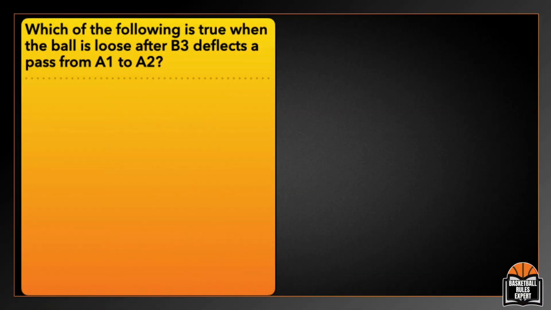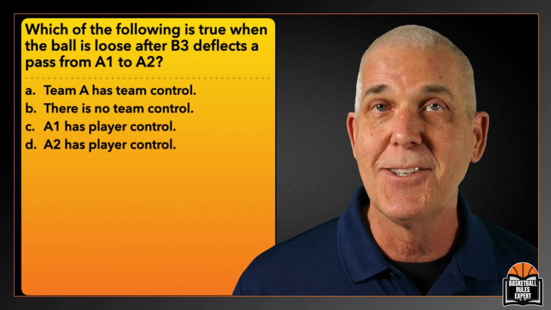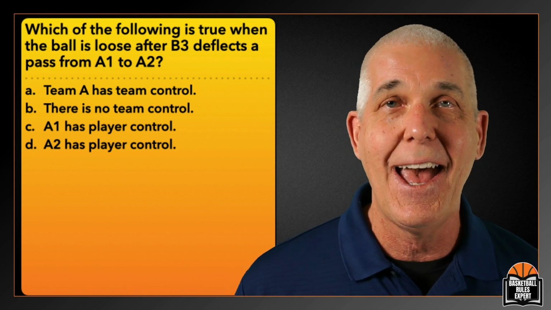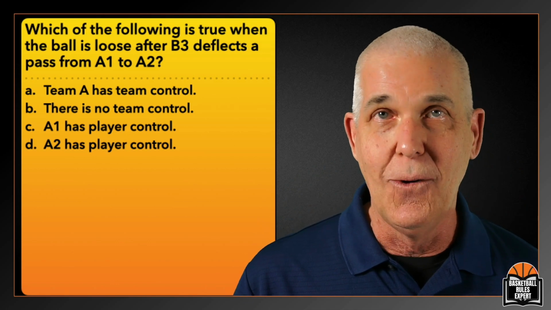Which of the following is true when the ball is loose after B3 deflects a pass from A2? A, Team A has team control. B, there is no team control. C, A1 has player control. D, A2 has player control, right? This is an important thing we absolutely have to have an absolute bulletproof understanding of, is team control, right?